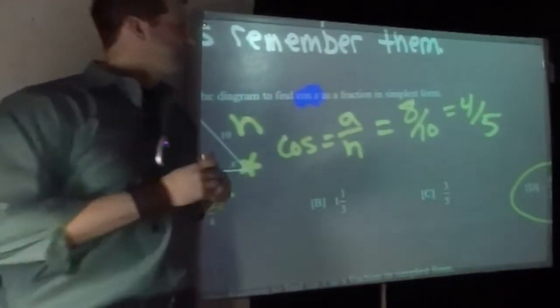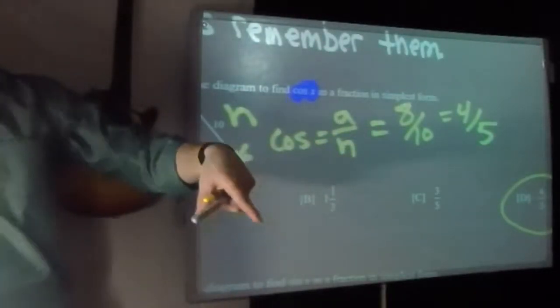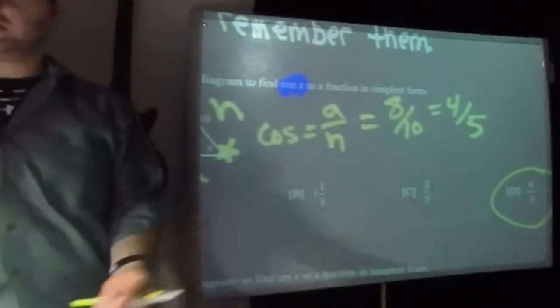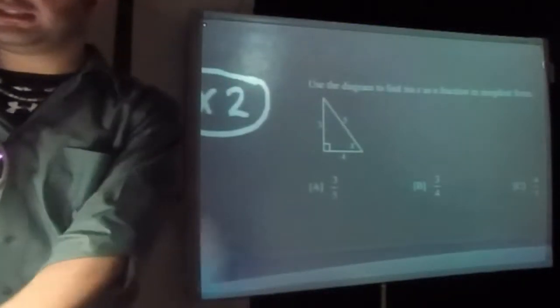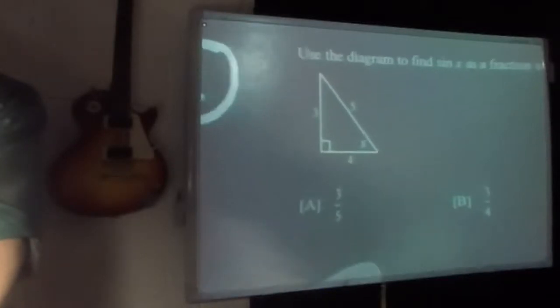So what are we using these buttons for? That's what we're going to use tomorrow when we learn to actually find missing sides. You need to know the ratios though. This is the easy part, the pre part here.